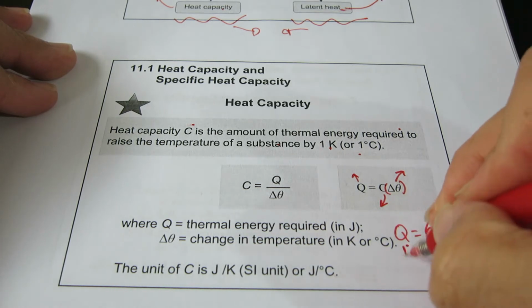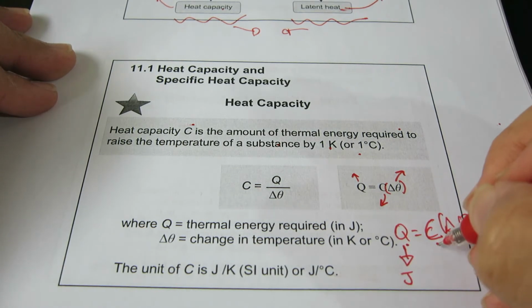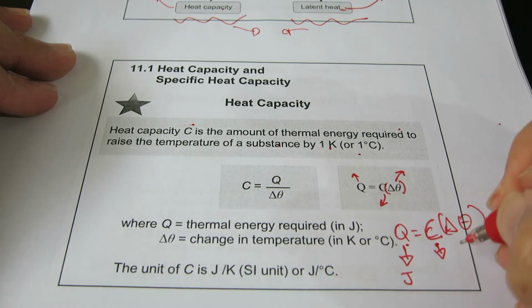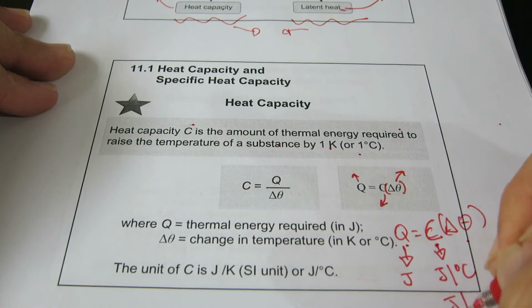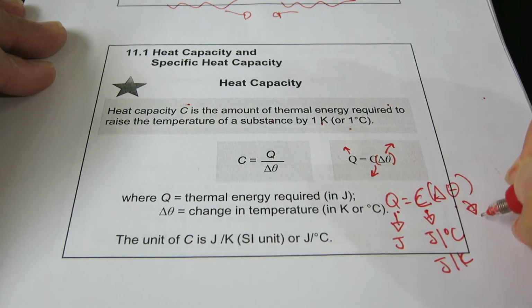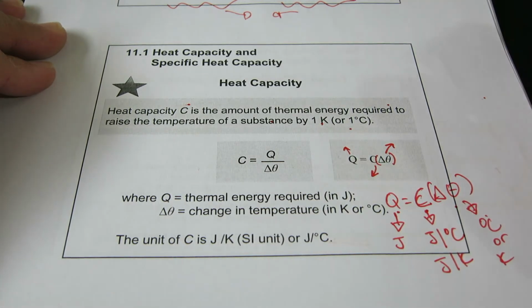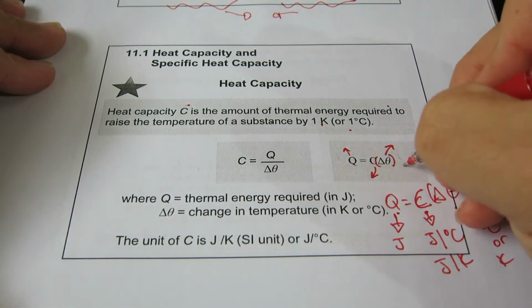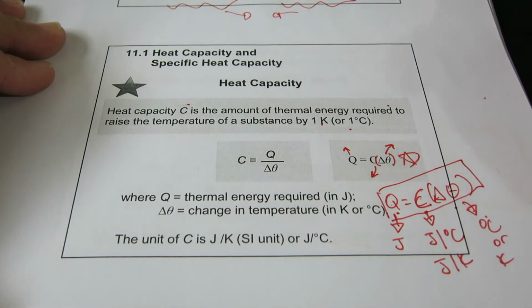Alright, so the unit of Q, which is energy, is joule. The unit of C, which is the heat capacity, is joule per degree Celsius or joule per Kelvin. The unit of change in temperature is of course just degree Celsius or Kelvin. Alright, so this formula is important: Q equals C delta theta. So please remember this.